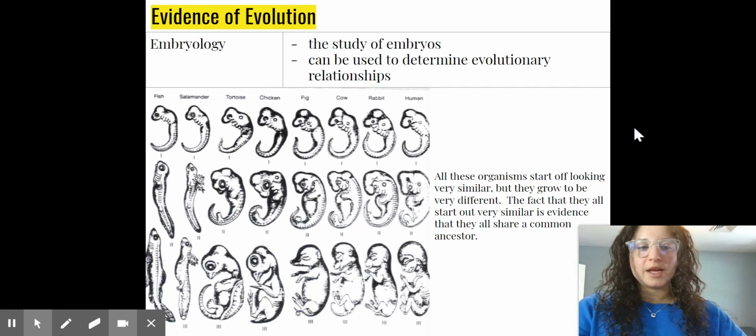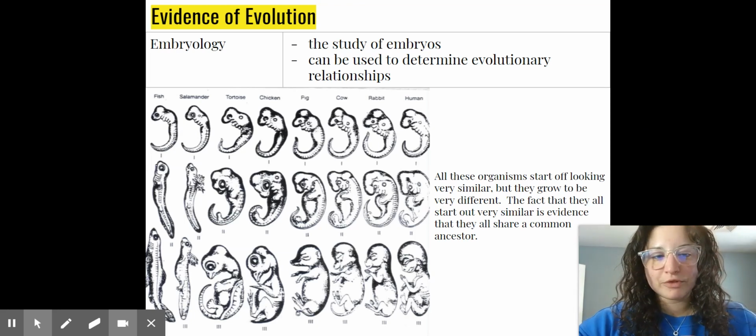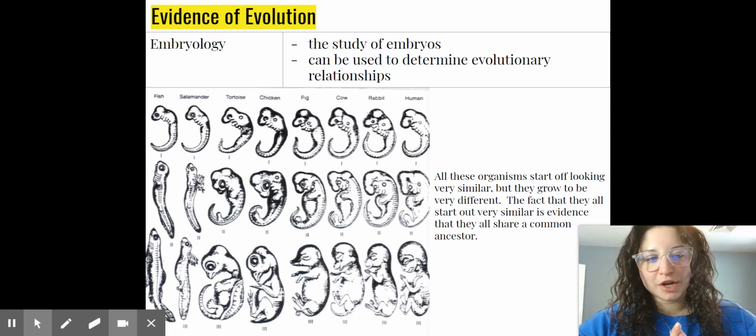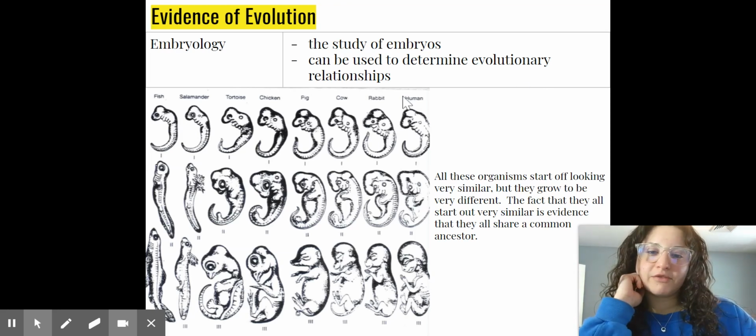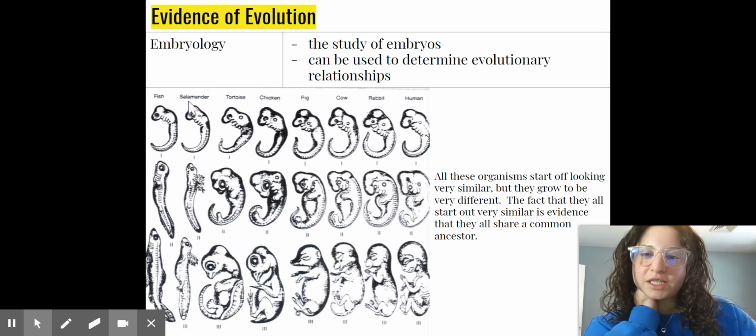All right, so next piece of evidence is embryology. So it's the study of embryos, which is basically unborn babies that are still inside the womb of the mother, or it could be inside of an egg, depending on the organism. So basically, we can use this to determine evolutionary relationships. And again, if we look at this diagram, we have all these different species. We have fish, salamander, tortoise, chicken, pig, cow, rabbit, and human.